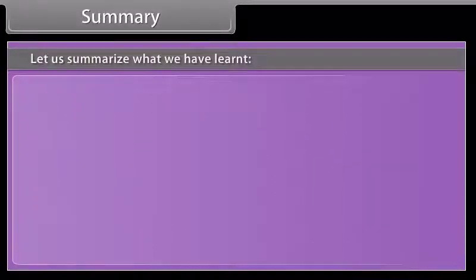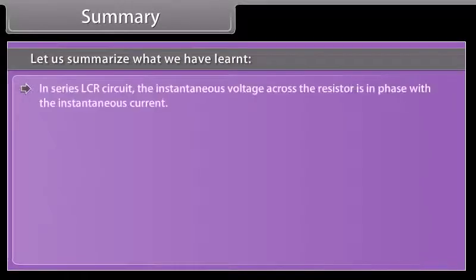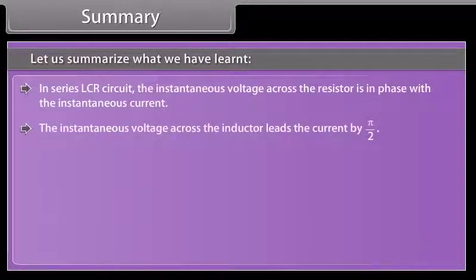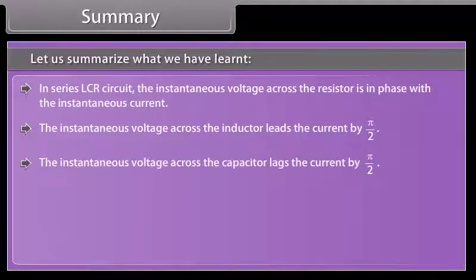Summary. Let us summarize what we have learned. In a series LCR circuit, the instantaneous voltage across the resistor is in phase with the instantaneous current. The instantaneous voltage across the inductor leads the current by pi by 2. The instantaneous voltage across the capacitor lags the current by pi by 2.